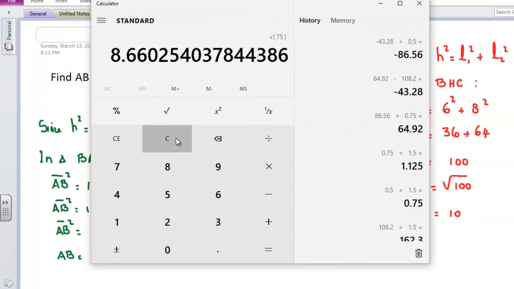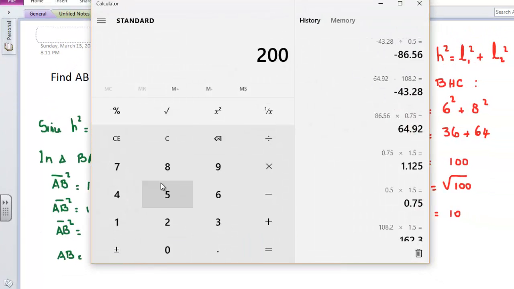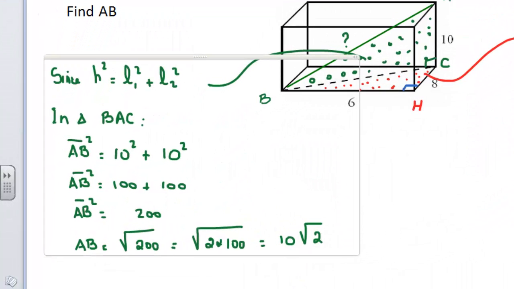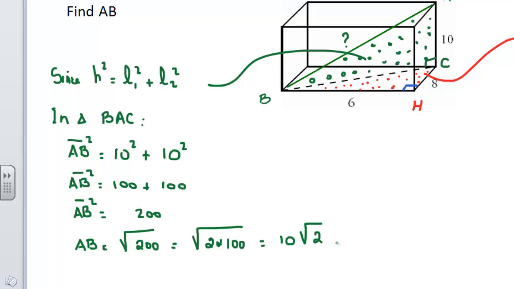With the calculator, if I find the square root of 200, it's 14.14. And this is how I found AB. As you can see, 14.14 is larger than 10 and the other 10 for sure, because it's the hypotenuse. I hope you understood how we can apply the Pythagorean theorem in any right triangle. Thank you.